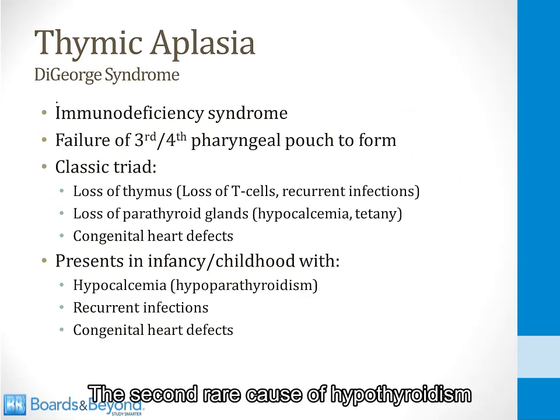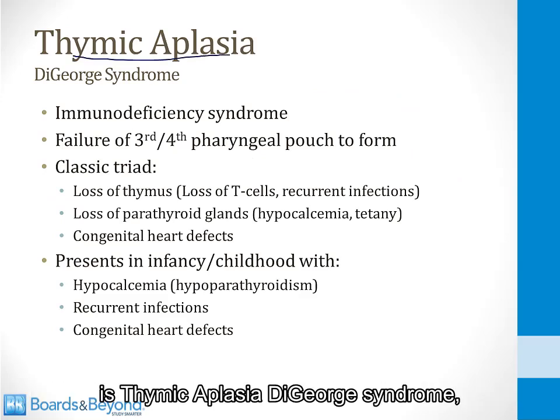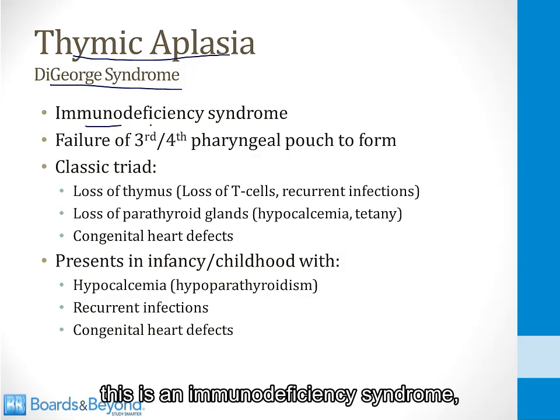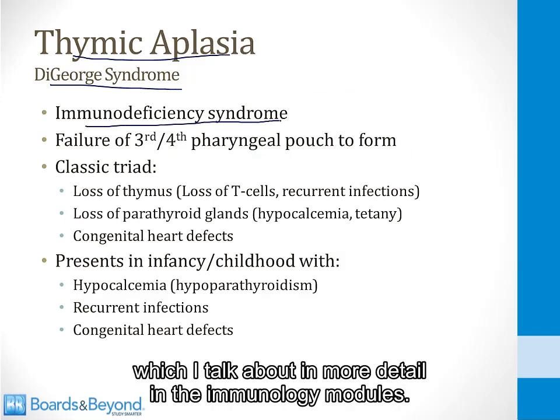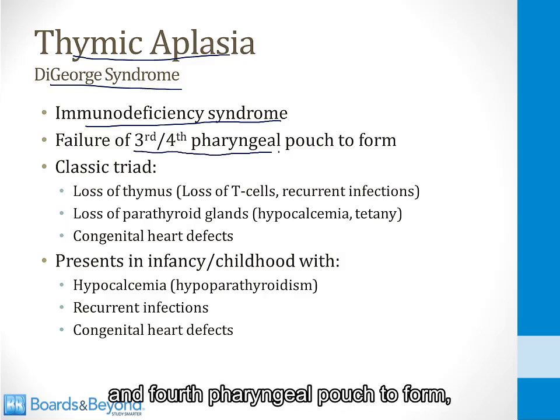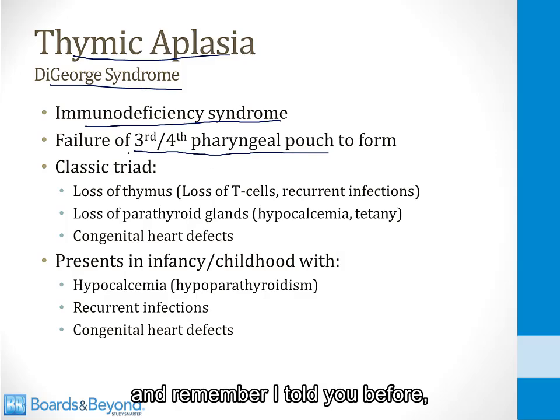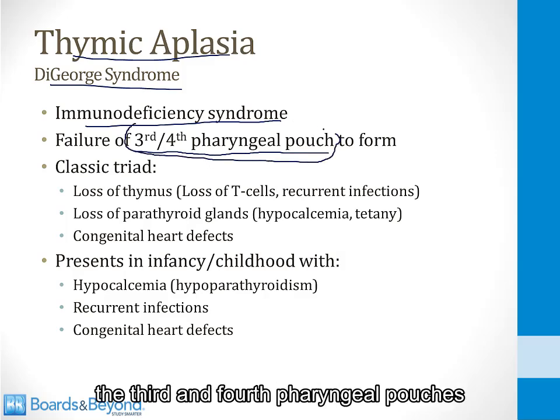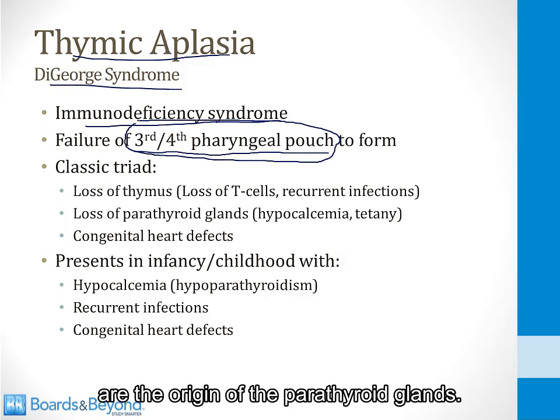The second rare cause of hypoparathyroidism is thymic aplasia or DiGeorge syndrome. This is an immunodeficiency syndrome, which I talk about in more detail in the immunology modules. It results from failure of the third and fourth pharyngeal pouches to form. And remember, I told you before, the third and fourth pharyngeal pouches are the origin of the parathyroid glands.